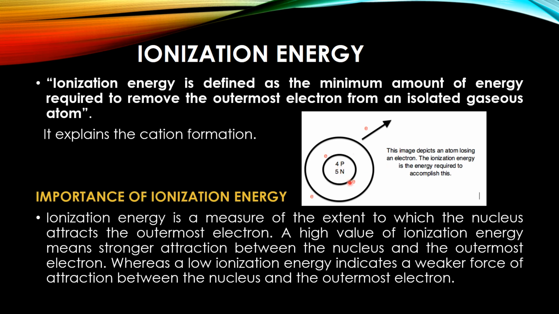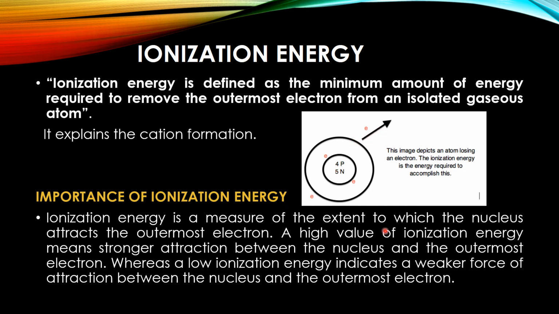And what is the importance of this ionization energy? You can find here that ionization energy is a measure of the extent to which the nucleus attracts the outermost electron. Obviously this is the energy you need to remove the electron from the valence shell. Higher ionization energy means you have to put in more energy to remove the electron from this.